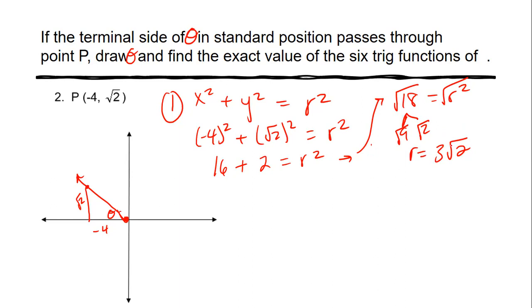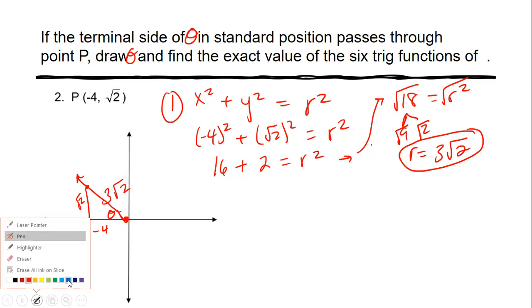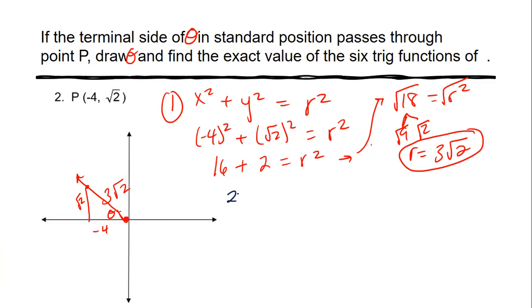So I now have my R. R is 3 square root of 2. Now I'm going to find my 6 trig ratios.